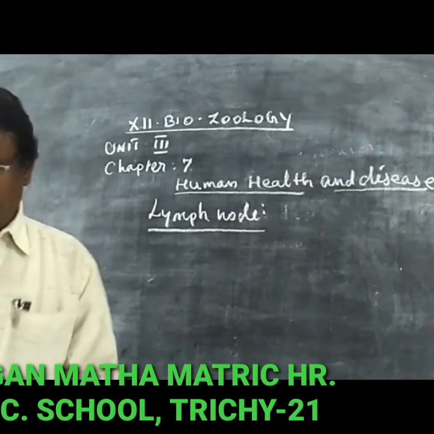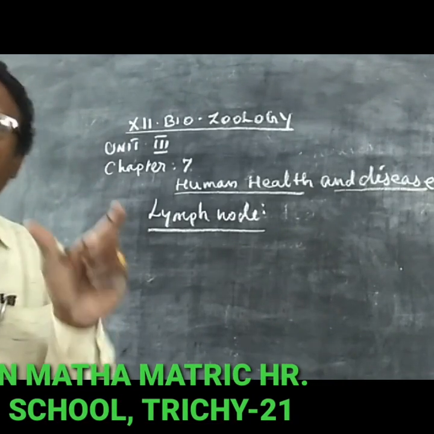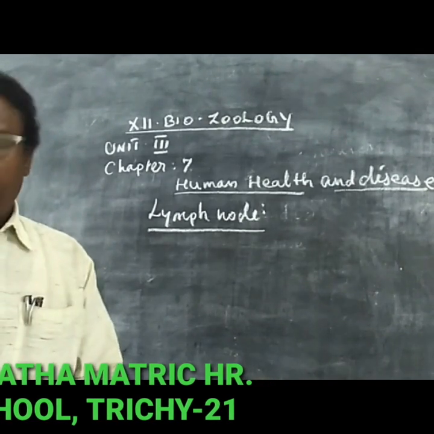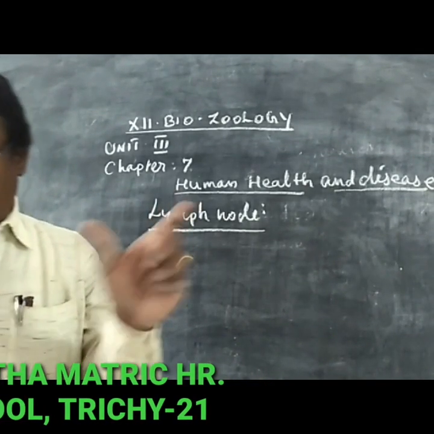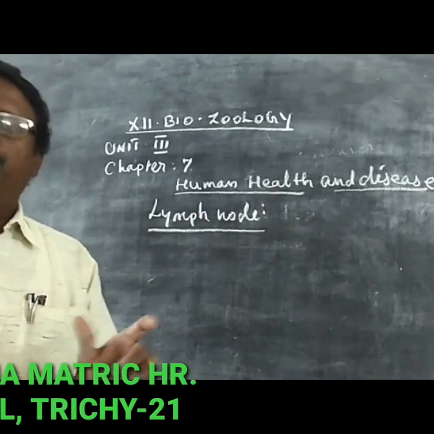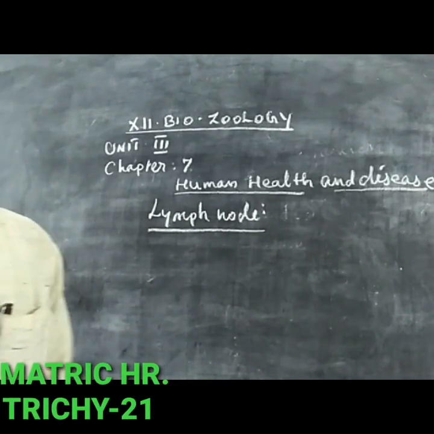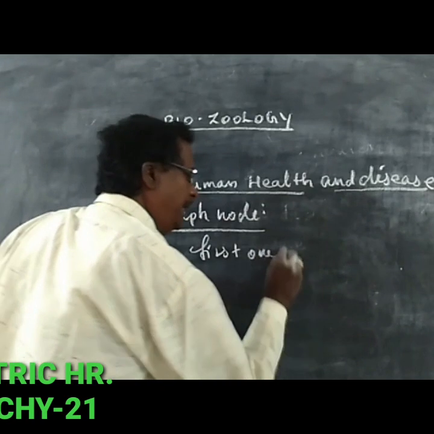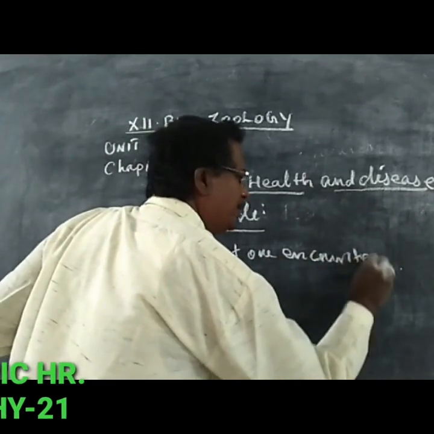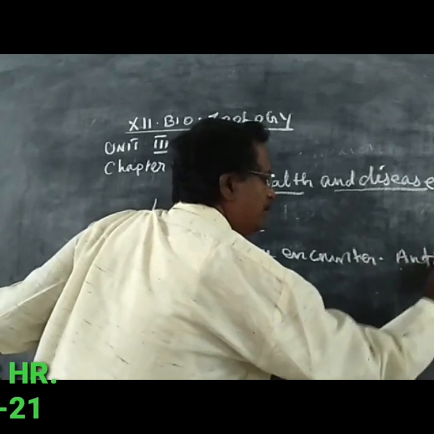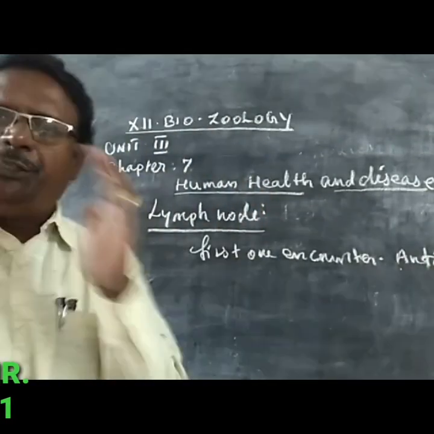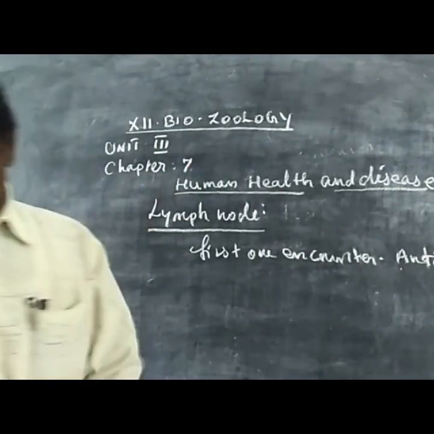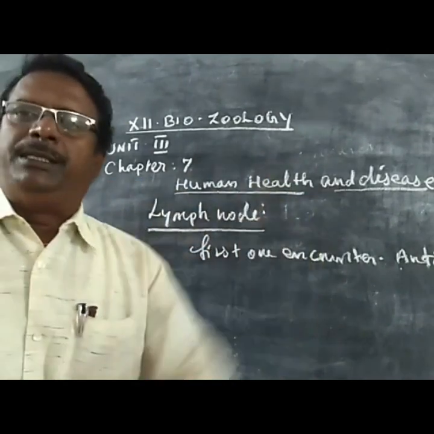The lymph node is a small, bean-shaped structure. It is a part of the body's immune system. It is the first one encountered, so the antigen is encountered in the lymph node when it enters into the tissue space.